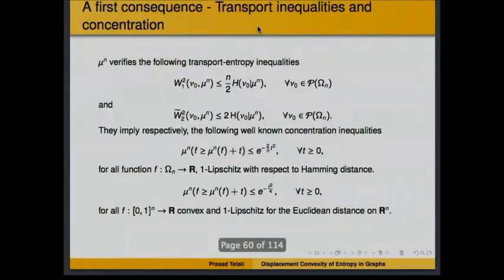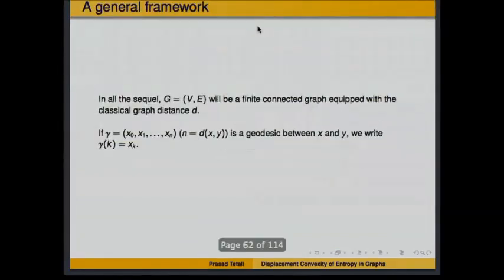Okay, so there's some standard motivation for how you can derive other inequalities starting from this so-called displacement convexity. Oh, by the way, I don't know if Jan said it or whether he even used the term displacement convexity of entropy. I think he did. But in case you haven't seen that, I hope the phrase is clear.